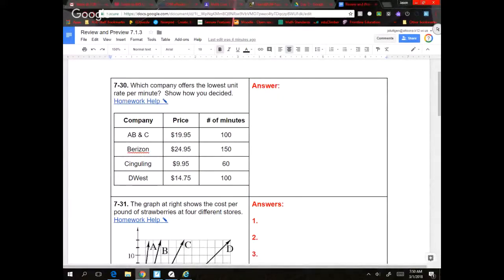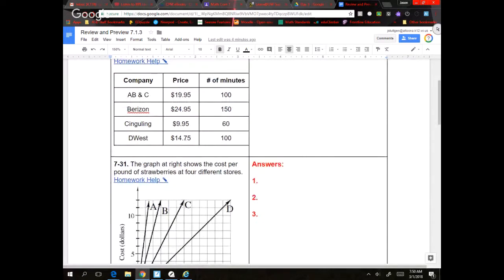7.1.3 review preview. First one, you're finding that unit rate, which we did in class today. So remember to find unit rate. In this case, we're dealing with price and number of minutes, like a cell phone bill. Obviously, you probably don't pay per minute now because everything's unlimited, but you still can find plans where you pay per minute. And obviously, you probably want to find the cheapest one.